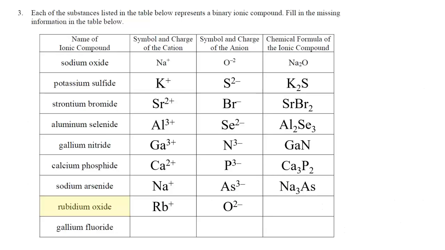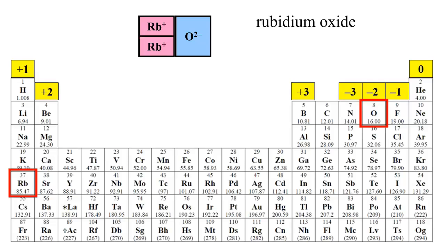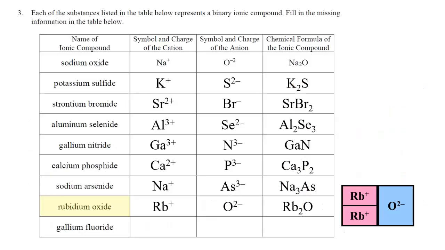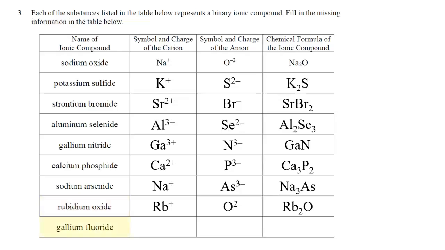And so as I put these ions together, I need 2 rubidium ions to balance the charge on 1 oxide ion. So the correct chemical formula for the binary ionic compound rubidium oxide would be Rb2O. So I will fill in that correct chemical formula into our table. And then the last one in the table for question 3 in this ionic bonding practice quiz is gallium fluoride.